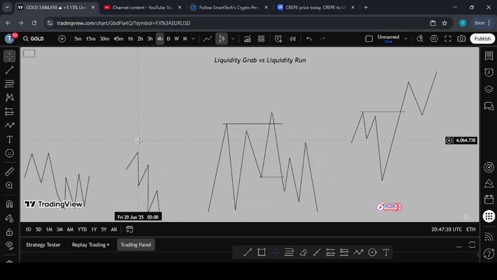So if you hear people say liquidity sweep, a sweep is just a general term.